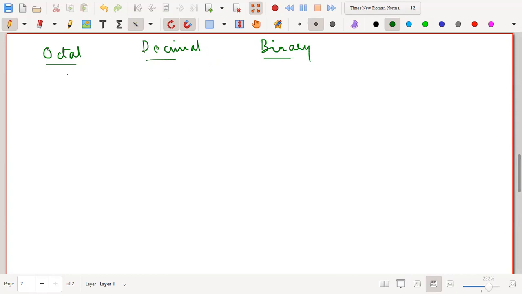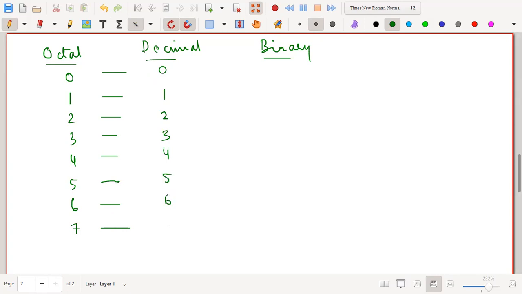Okay, so let me start with 0. Octal number system: 0 1 2 3 4 5 6, then you have 7. These are the octal digits. Then what is the equivalent decimal of this number system? For 0, the decimal number is also 0. For 1, it is also 1. Similarly for 2, 3, 4, 5, 6, 7.